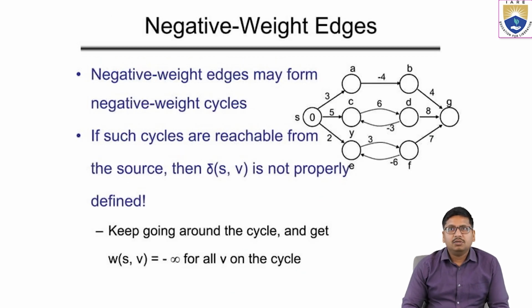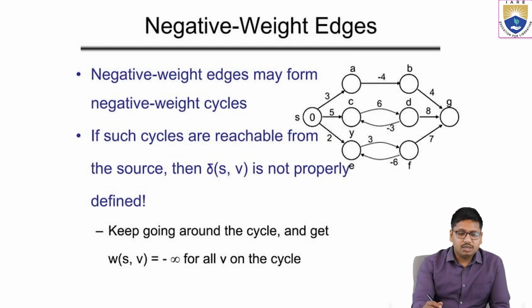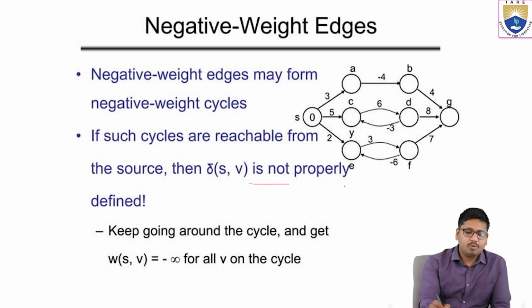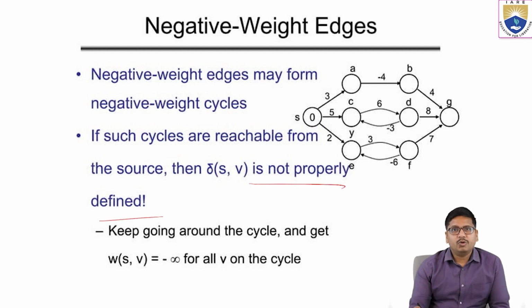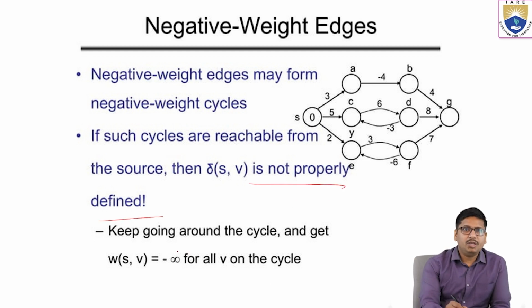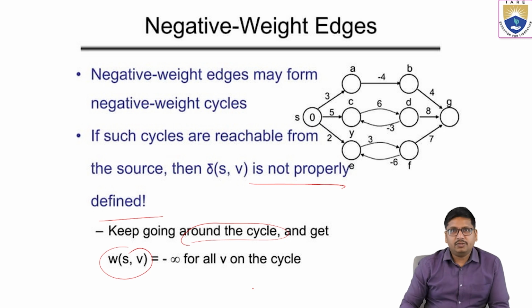Sometimes the graph may also have some negative weights. We call this a negative weight cycle. If such cycles are reachable from the source, then the shortest path is not properly defined, because we can keep on going around the cycle and we get δ(S, V) equal to minus infinity.